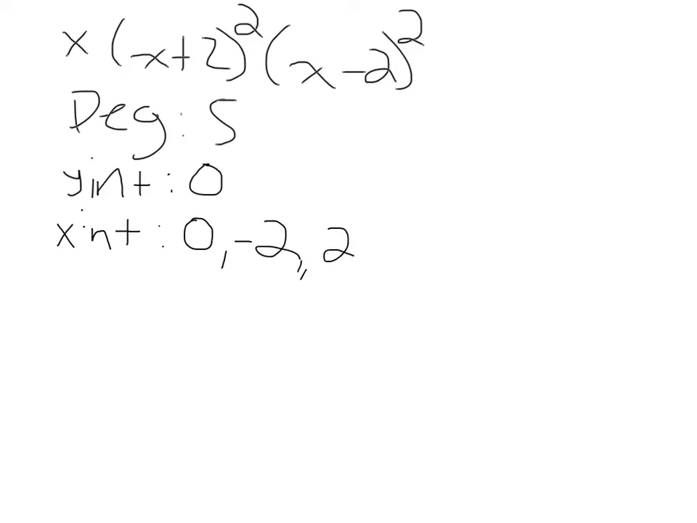Now, let's list their multiplicity. 0's got a multiplicity of 1, negative 2 has a multiplicity of 2, and 2 has a multiplicity of 2. So we know that we're going to be going through the x-axis at 0. We're just going to touch and go at negative 2 and touch and go at 2. They have even multiplicities, so you don't even cross the x-axis there. Okay, now let's graph this.